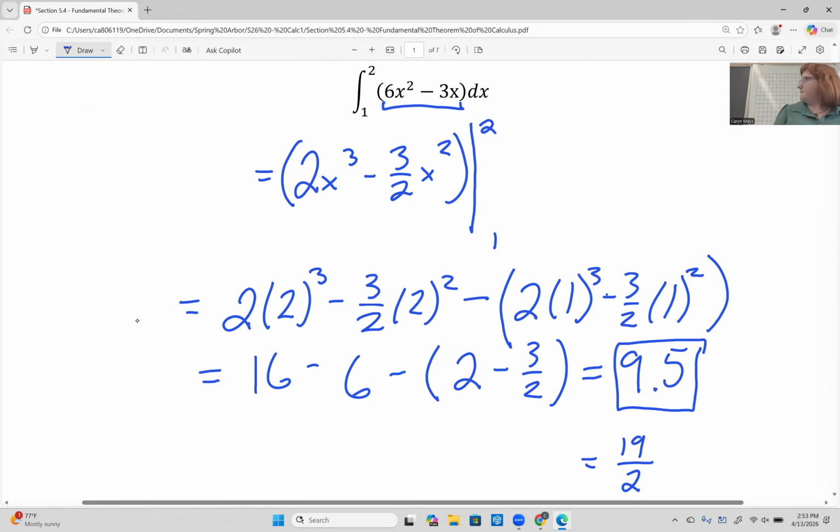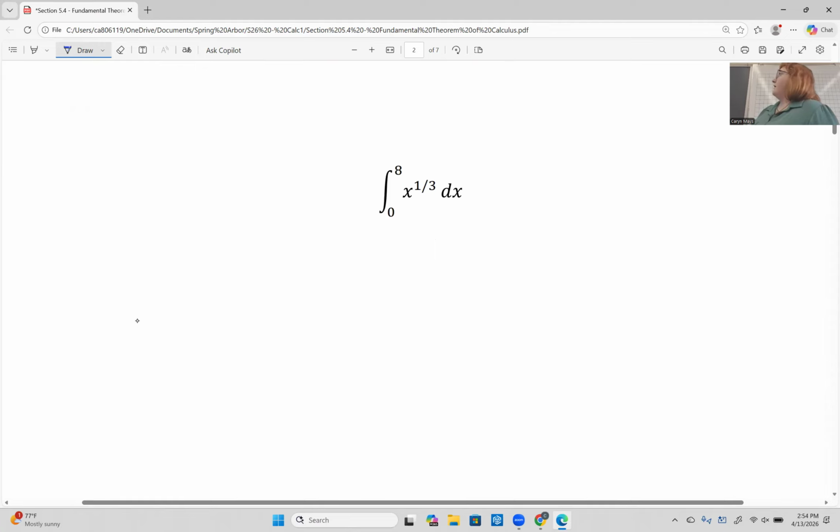All right. So we get that process now, the fundamental theorem: take the antiderivative, plug in the bounds. So if I wanted to evaluate this, what would we do? Find the antiderivative of what? That function, the x to the 1/3. What is the antiderivative of x to the 1/3?